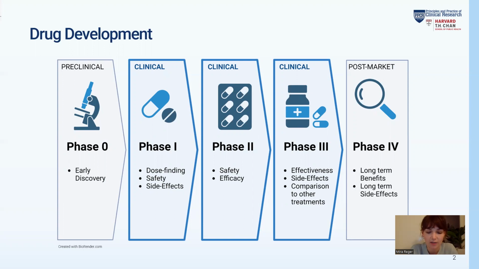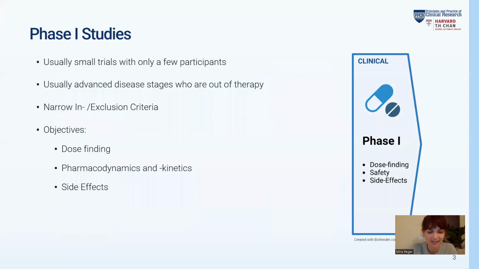Usually, after successful phase 3 studies, the new drug can apply for market authorization. After market authorization is achieved, phase 4 studies are conducted. In these studies, the drug is tested for long-term risks and benefits as well as long-term side effects. Now let's look a little closer into each clinical study phase.